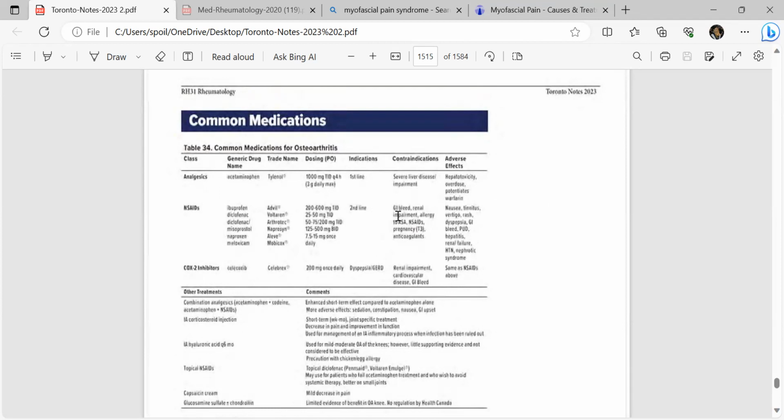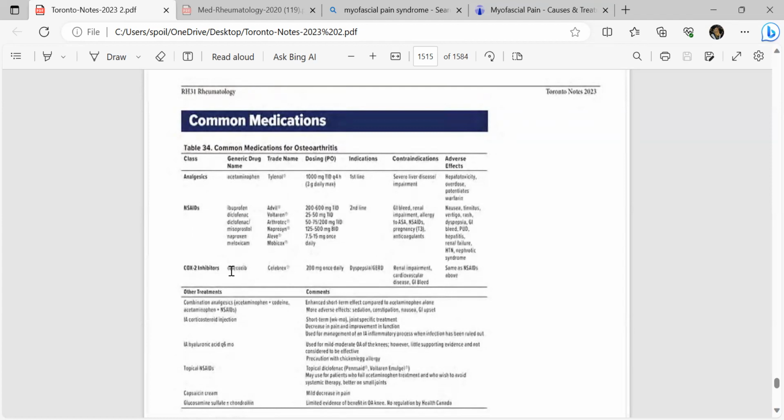So the contraindications are GI bleed, renal impairment, allergy to ASA, NSAIDs, pregnancy, and anticoagulants. It can cause adverse effects: nausea, diarrhea, vertigo, rash, dyspepsia, PUD, okay, yes, PUD is very common, hepatitis, renal failure, hypertension, nephrotic syndrome. So if you are giving this for a prolonged period of time, then we have to give omeprazole, something for PUD. Also look out for liver function tests, check the blood pressure and the kidney function tests as well.